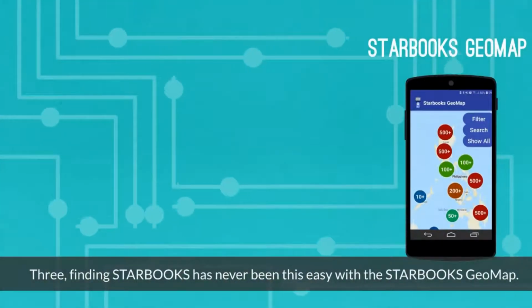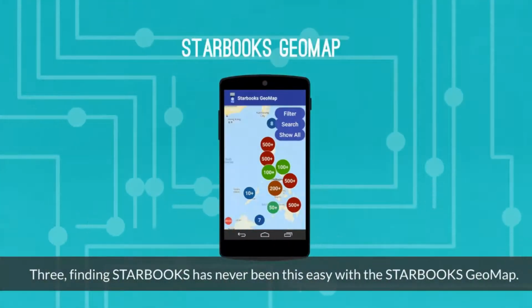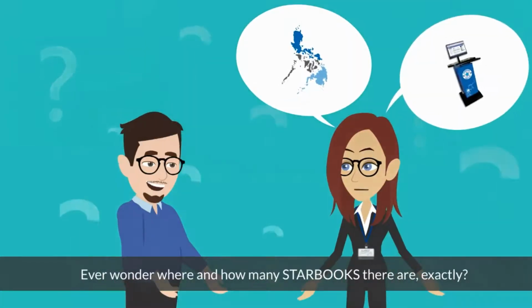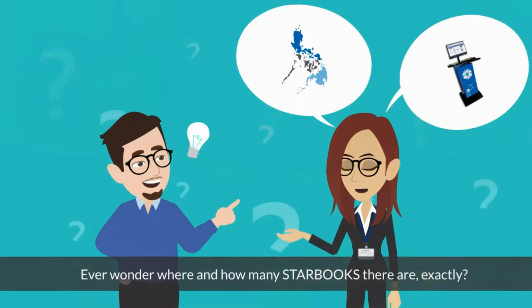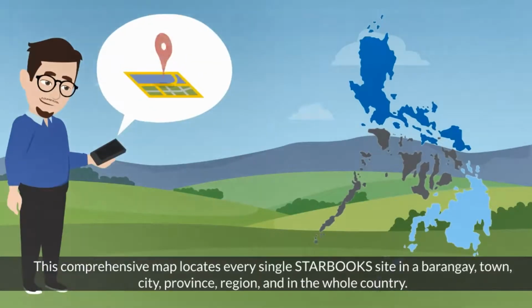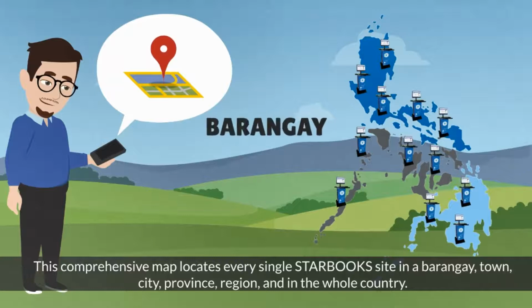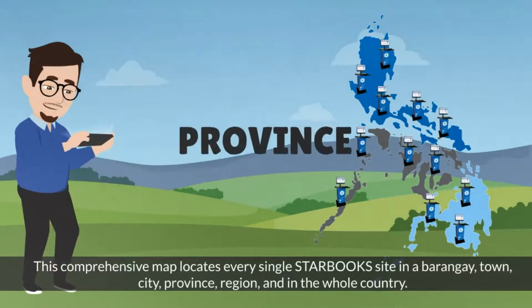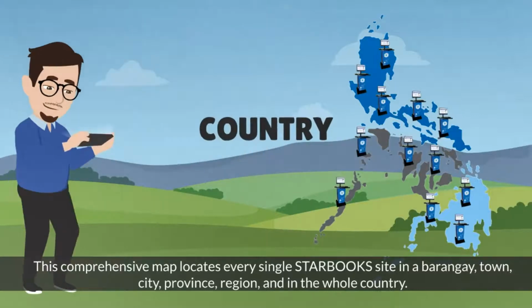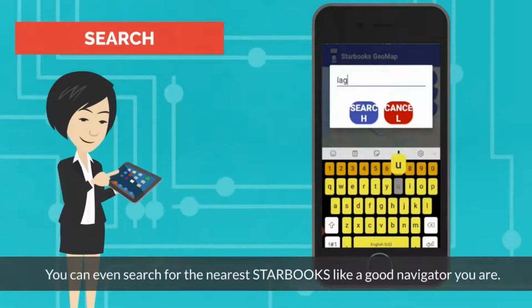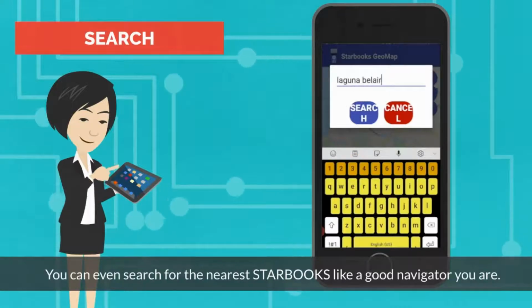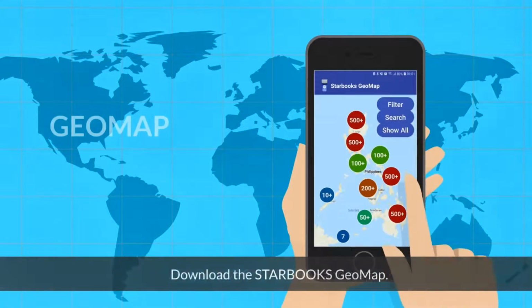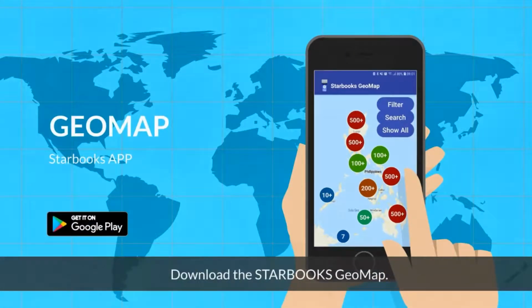3. Finding Starbucks has never been this easy with the Starbucks Geo Map. Ever wonder where and how many Starbucks there are exactly? This comprehensive map locates every single Starbucks site in a barangay, town, city, province, region, and in the whole country. You can even search for the nearest Starbucks like a good navigator you are. So if you love Starbucks and maps, download the Starbucks Geo Map.